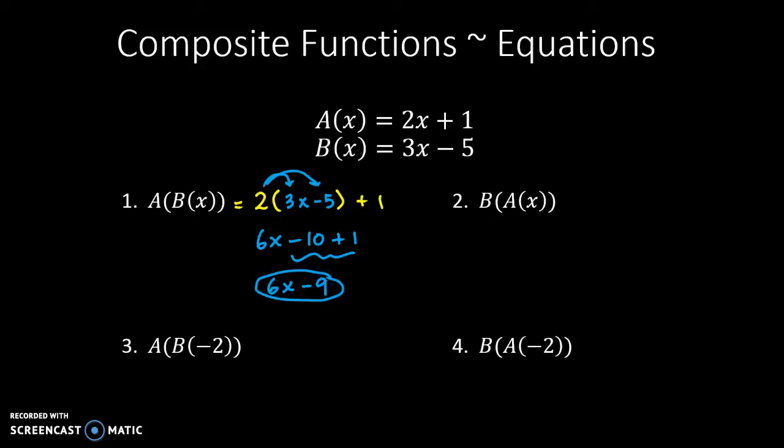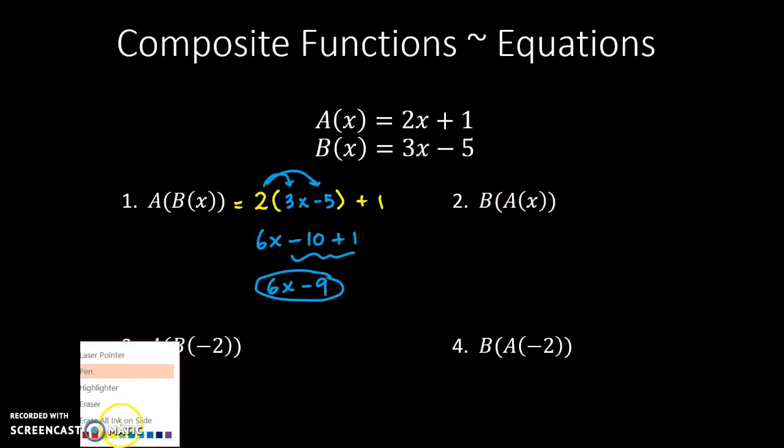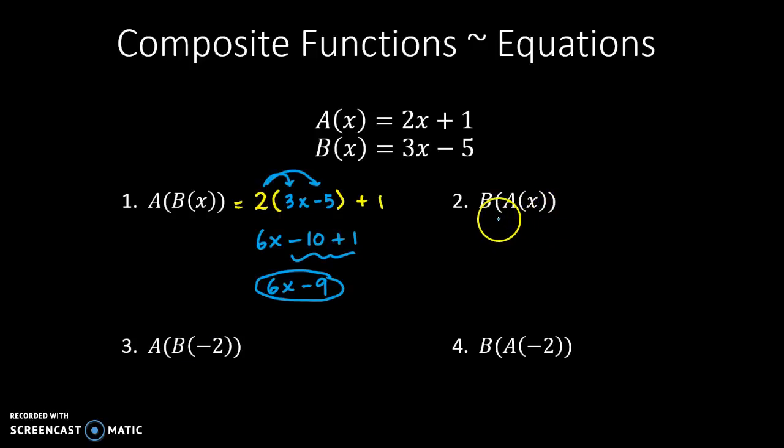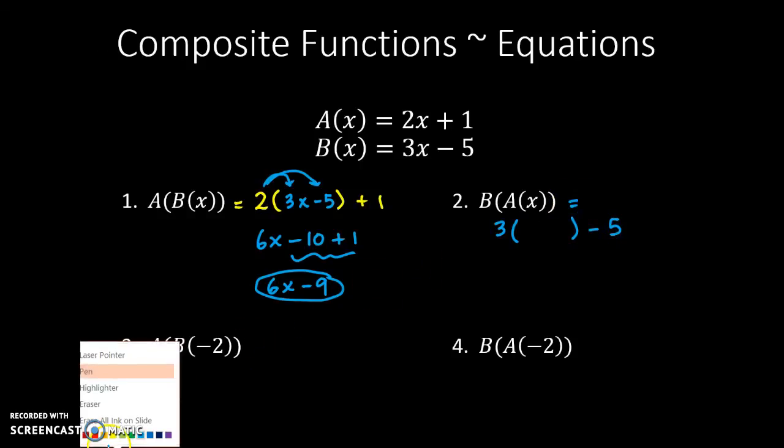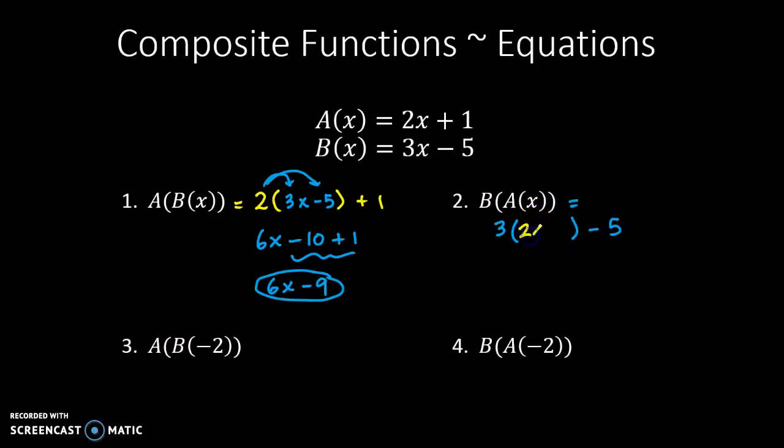and that's my new composite of two functions. So if I look at number 2, my shell is going to be the b function, so I want, I'll use blue to be consistent, I want 3 times something minus 5, and the something is 2x plus 1 because that's the a function. And then you make sure you distribute, so you have 6x plus 3 minus 5, or in other words, 6x minus 2 is your resulting function.